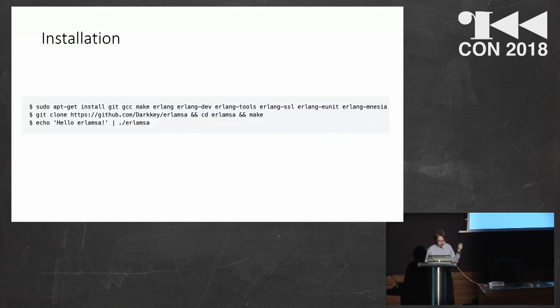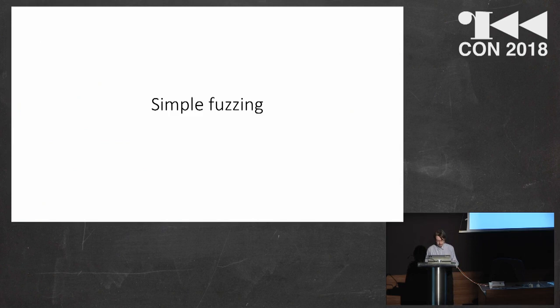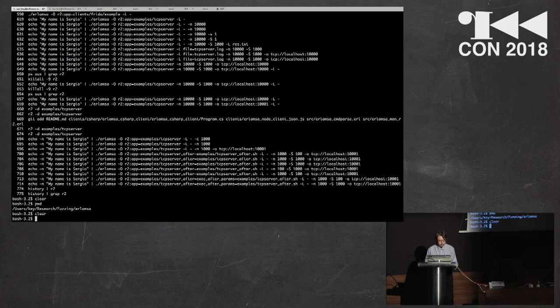The installation is really simple. You just install gcc, make, and Erlang with some components. Then you clone, then you make, and here it is working. So let's see. I don't know, is this okay? Should be.